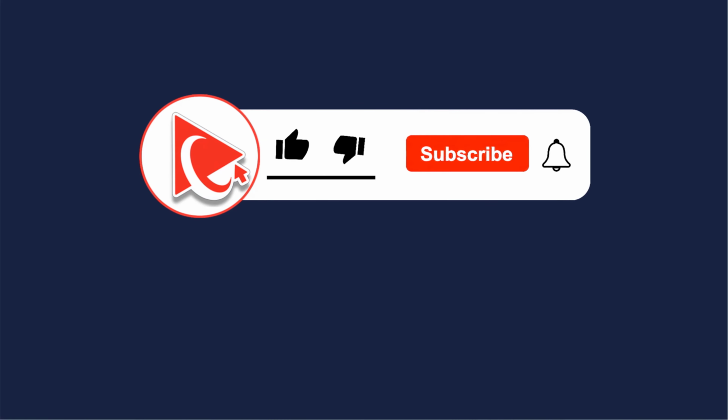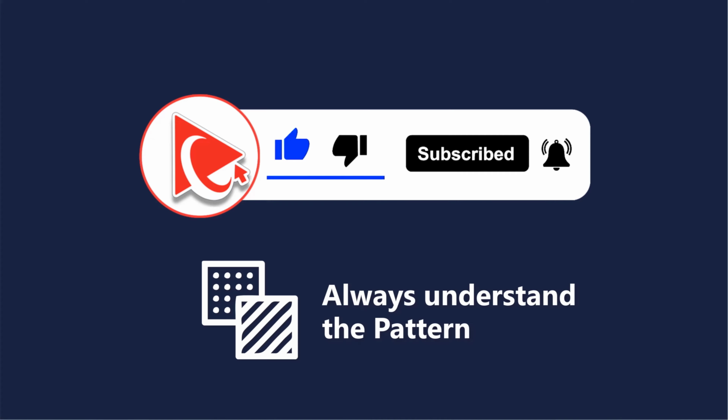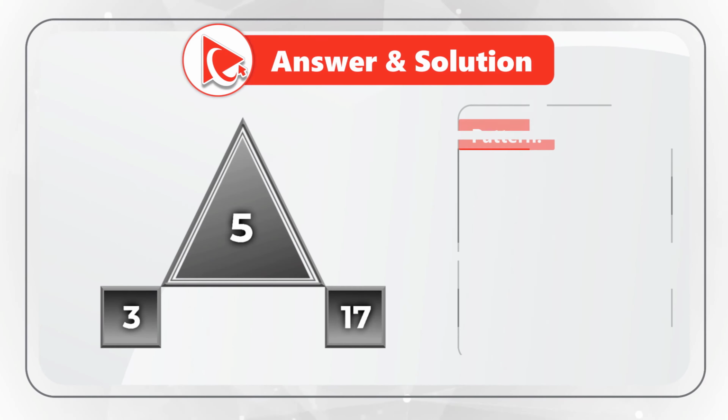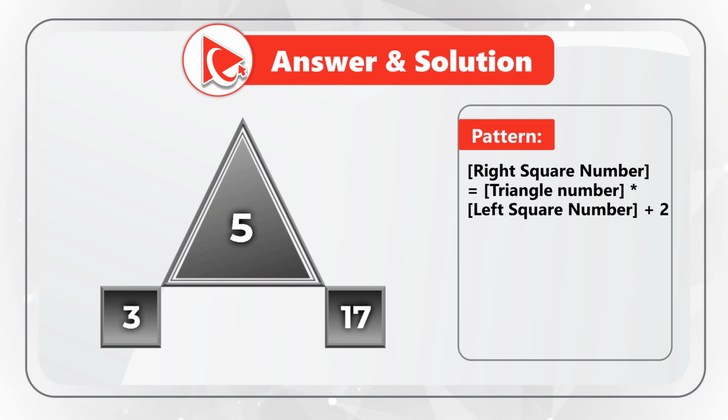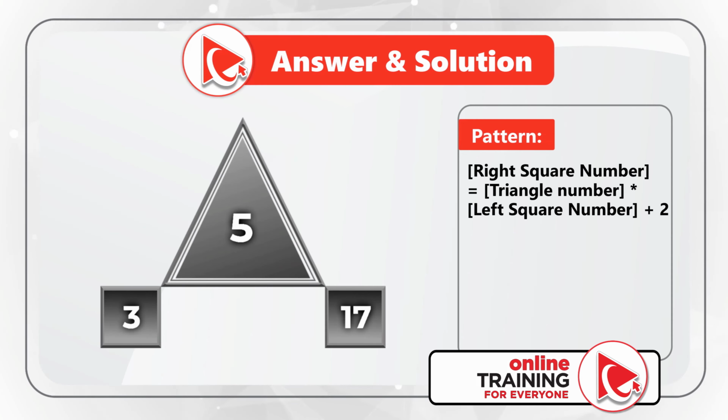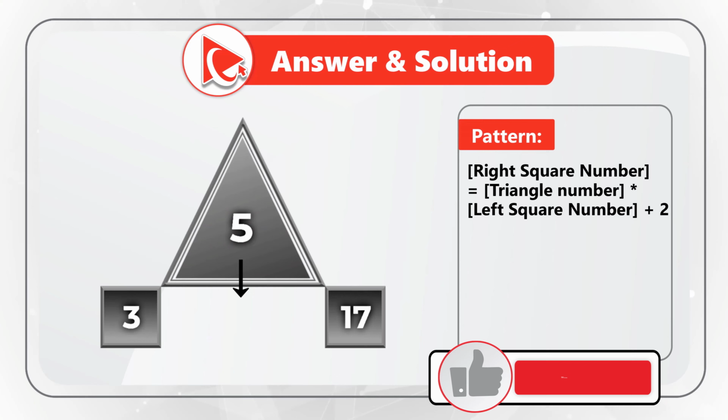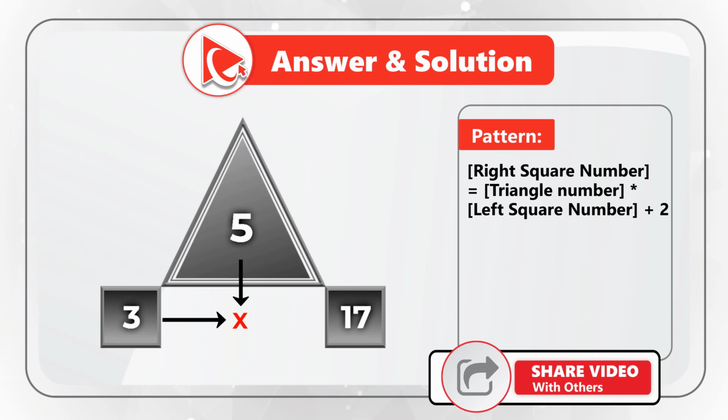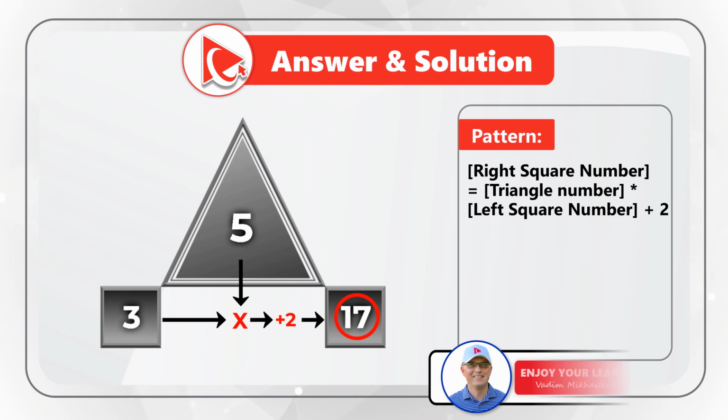If you're a frequent visitor to this channel, or even better if you're a subscriber, you probably know that the key to solving these types of challenges is to understand the pattern. And the pattern here is that the number in the right square is calculated by multiplying the number inside of the triangle by the left square number. And on top of this multiplication, you also add 2 to the end result of the calculation.